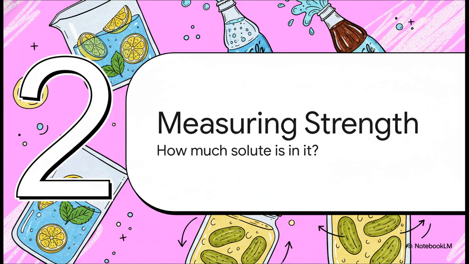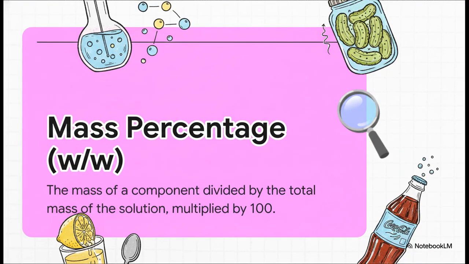How do we actually measure the strength of a solution? You know, it's really just a fancy way of asking, hey, how much solute do we actually put into our solvent? This whole idea is what we call concentration. Now, one of the most common ways we measure this is with something called mass percentage. Please don't be scared by the name.